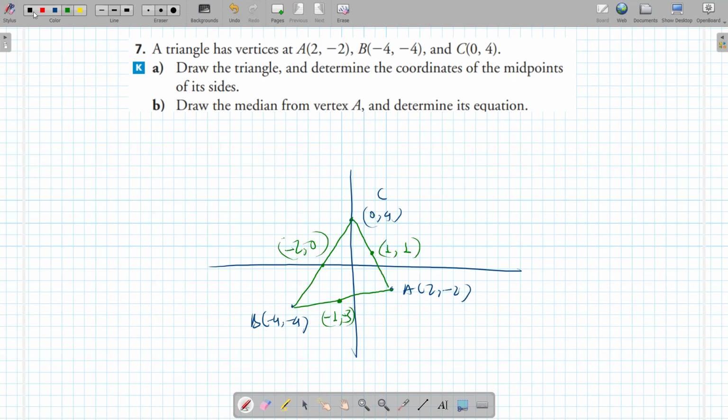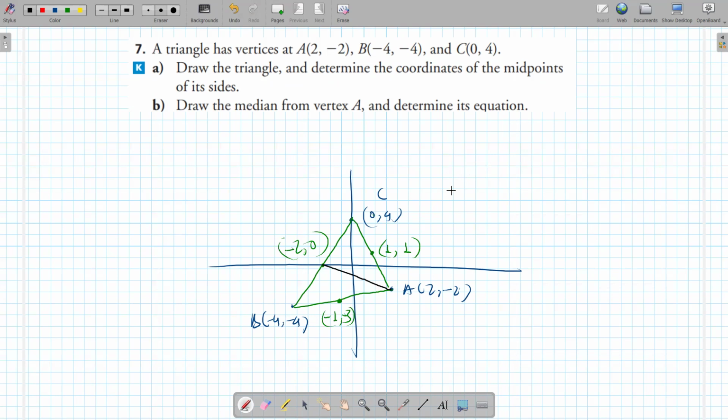Draw the median from vertex A. Okay, so median goes from the vertex to the opposite midpoint. So it cannot go here. It's not gonna curve. The only place it could go is right there. And it says determine the equation. Well, it's not that difficult.